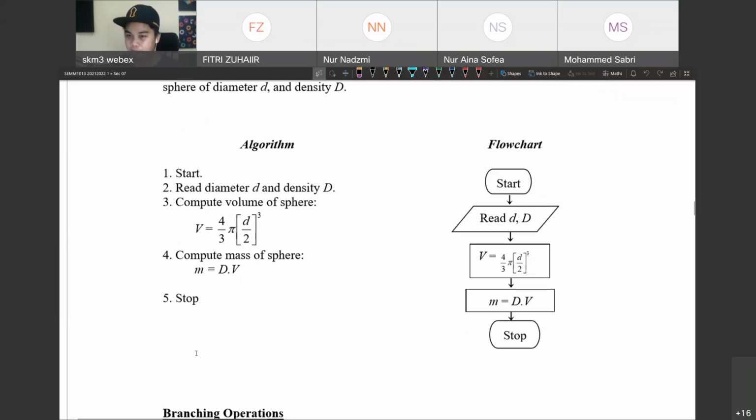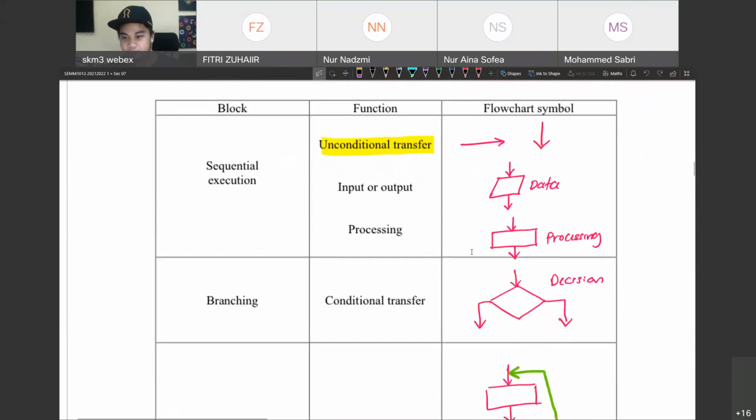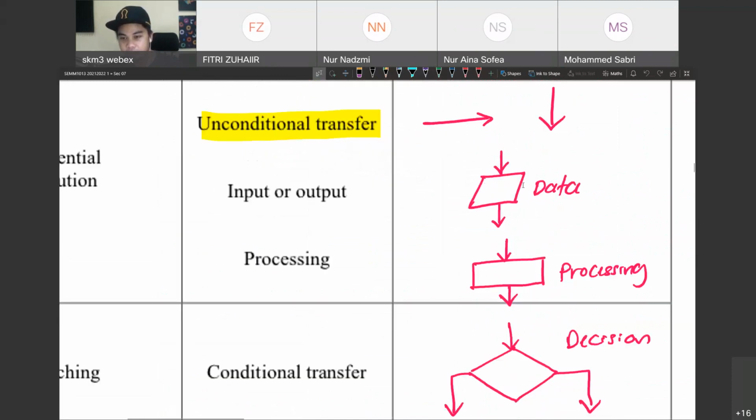That is simple. Okay, you can see the flow chart. Start, then read the information, and then process the information, and finally stop. Can you see the symbol here? Previously, we have learned that this diagonal symbol refers to data, and this straight one refers to the processing symbol.